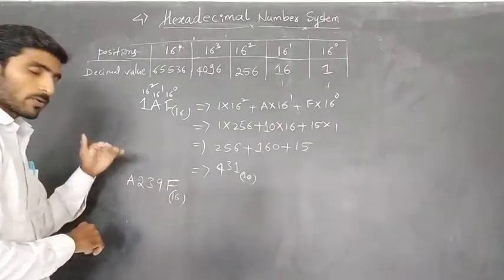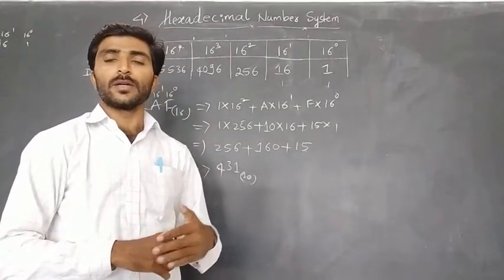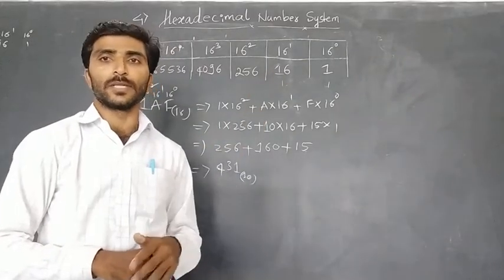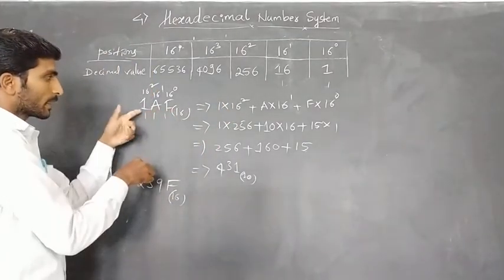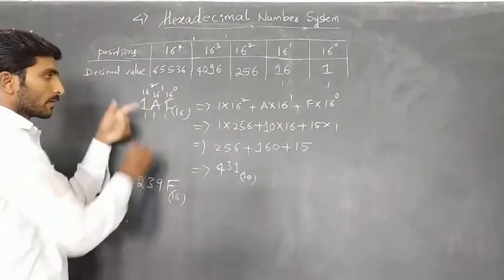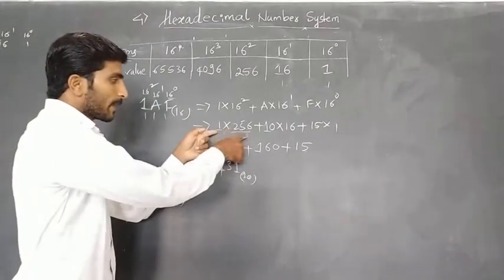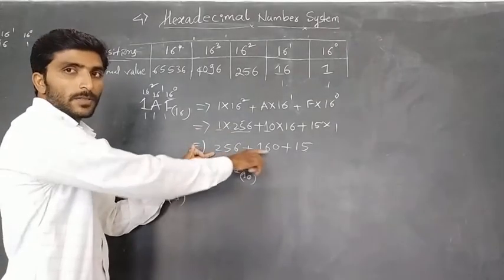How are you converting? First you have to find out each position's value. Then you have to multiply each digit by its position's value, that is the place value, like this. These are the digits, these are the positions, these are the position values. I multiply, and after that I sum.